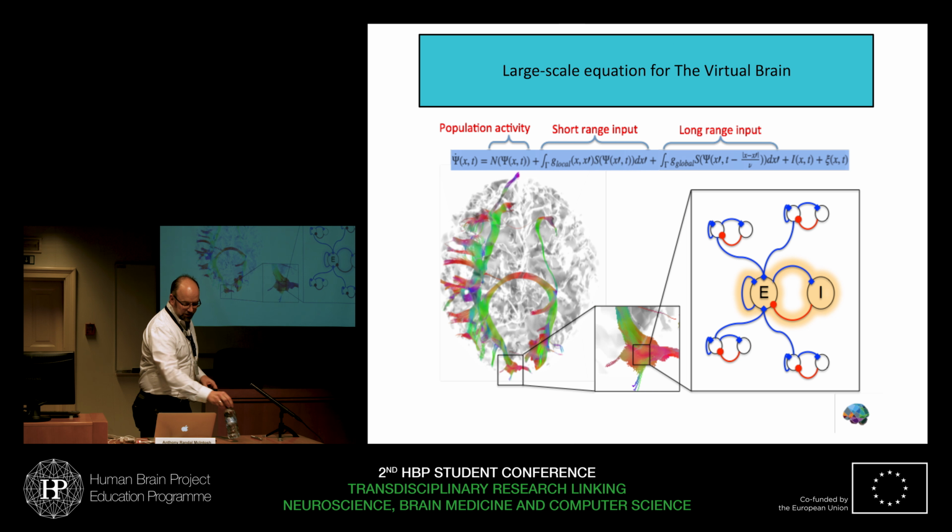There's a generic equation that captures the virtual brain. Again, the details depend on the particular mean field approximation you use. You can't read that on purpose. No, you can't read that. But let me just quickly go through it.